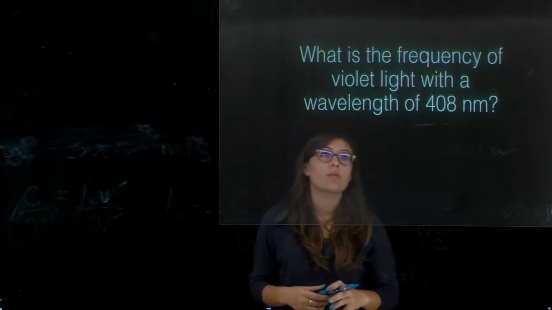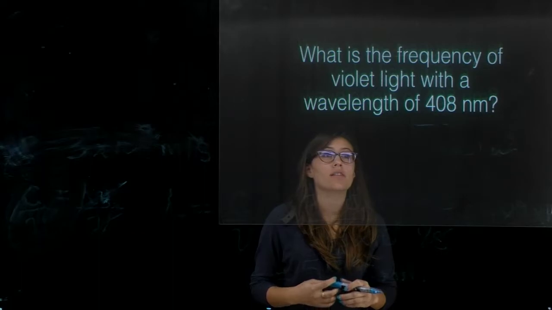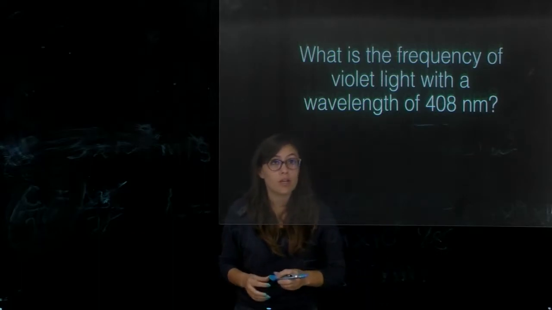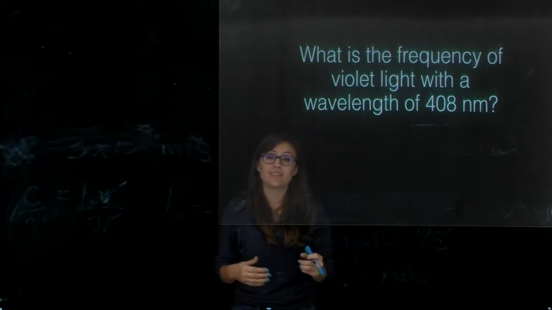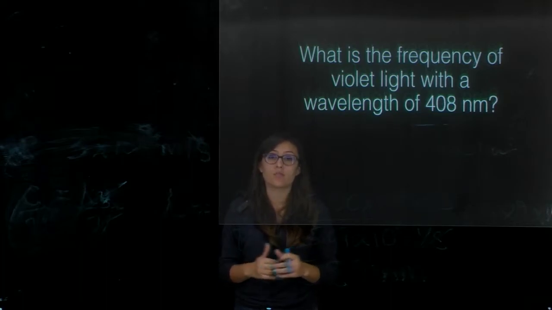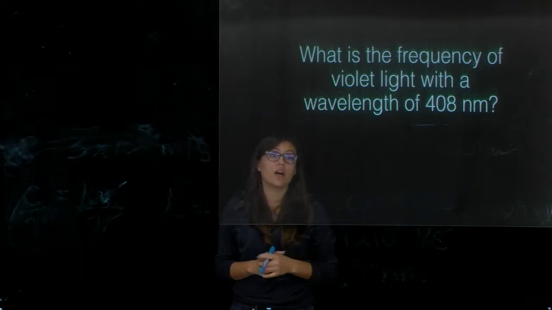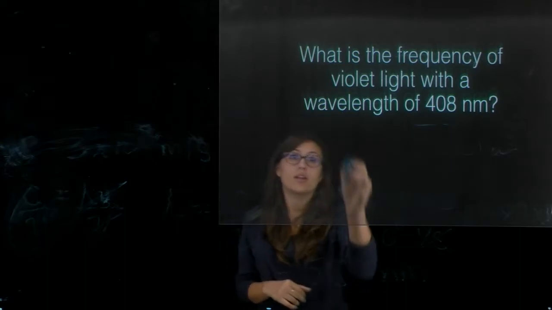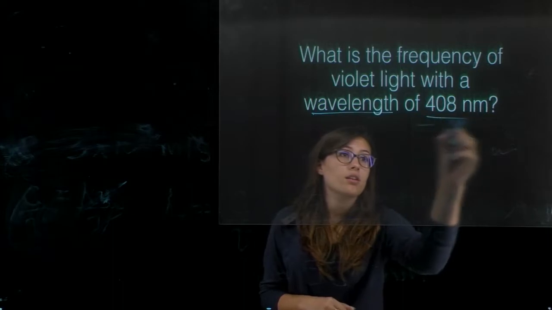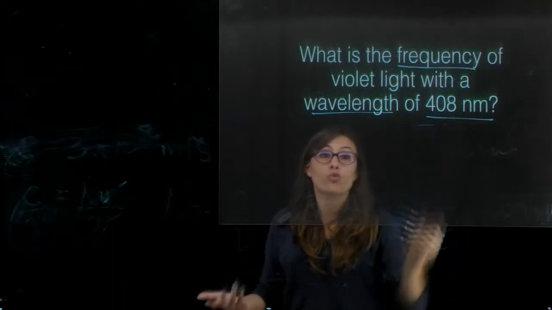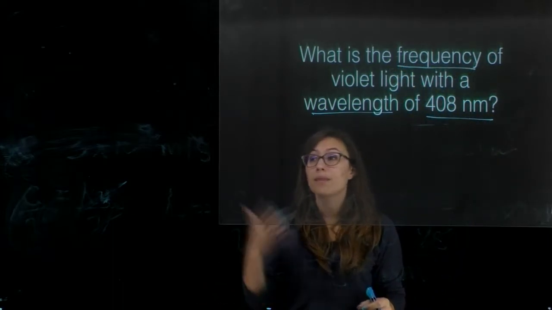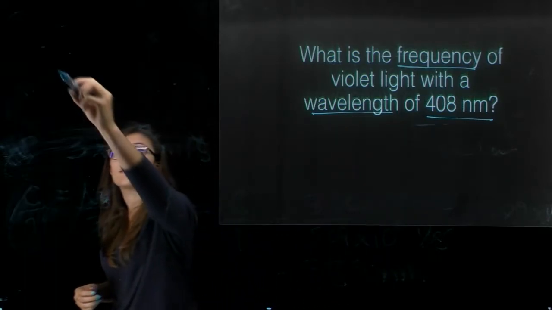So the next problem that we are going to be tackling is very similar to the previous one. However, in this case, we are doing the opposite. So the question asks, what is the frequency of violet light with a wavelength of 408 nanometers? In this scenario, they're giving us wavelength, and they're asking us to determine frequency. So we're going to tackle this problem in a similar manner as we just did.